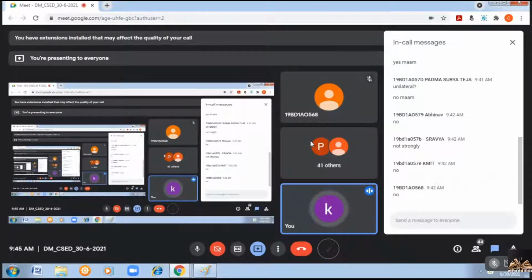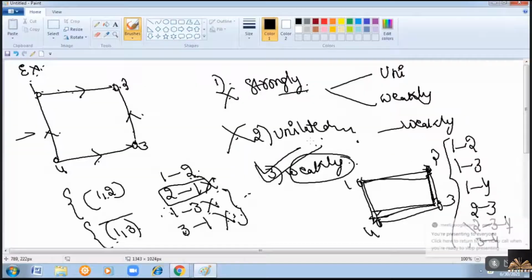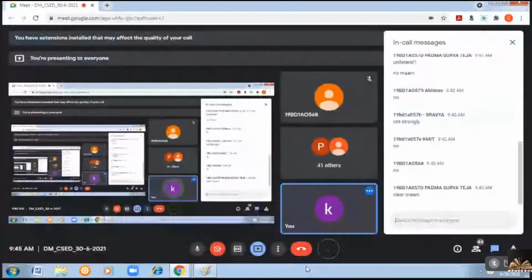Is it clear now? It is not unilaterally connected. It is only a weakly connected graph. What about others? Have you understood, ma?